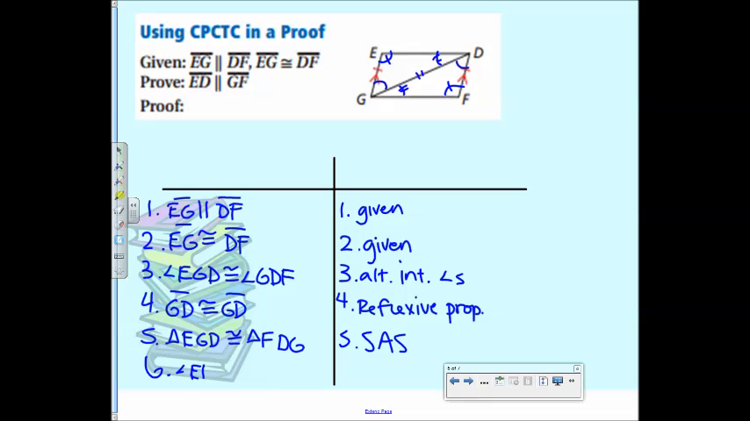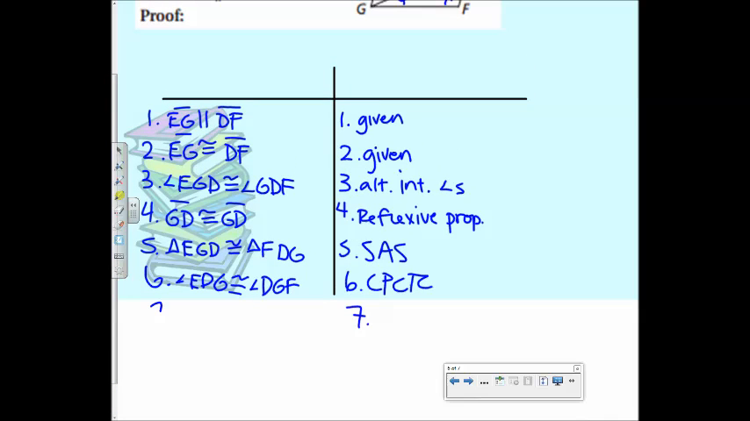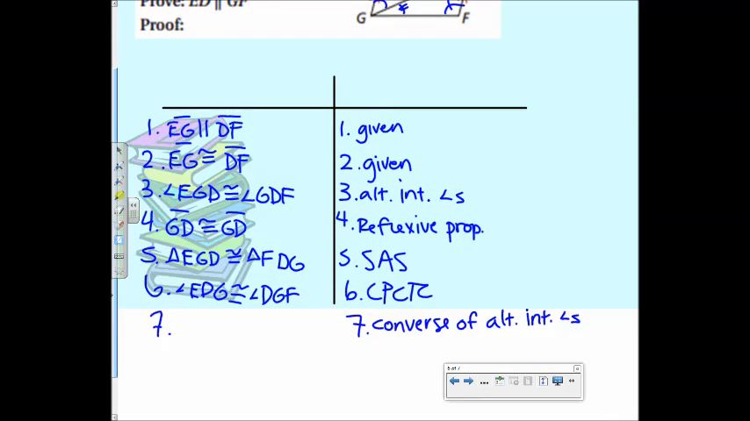So I can say EDG is congruent to DGF based on what, Miguel? The corresponding parts of congruent triangles are congruent. CPCTC. And now that you know that those are congruent, then Gabe said I can use the converse of alternate interior angles to prove that ED is parallel to GF. I can prove that those are parallel using the converse of alternate interior angles. So that would be one way that you could use CPCTC in a proof.